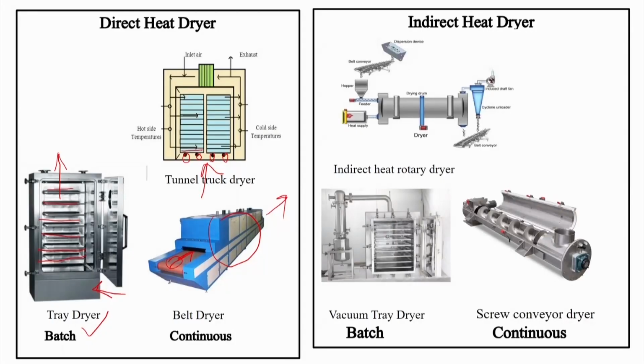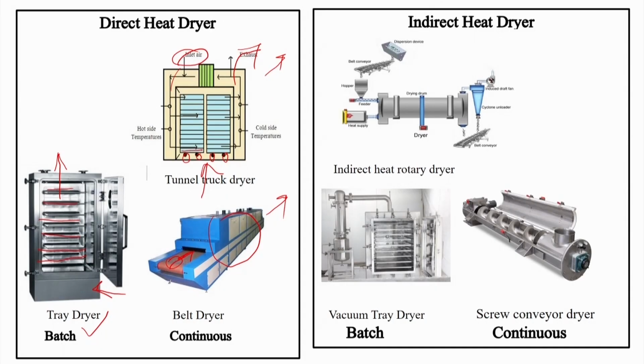Inside this drying chamber, the heat will be supplied using the inlet air, and from the exhaust the moist cold air will be taken out. The final product will be taken out through this rail from the other side of the dryer.